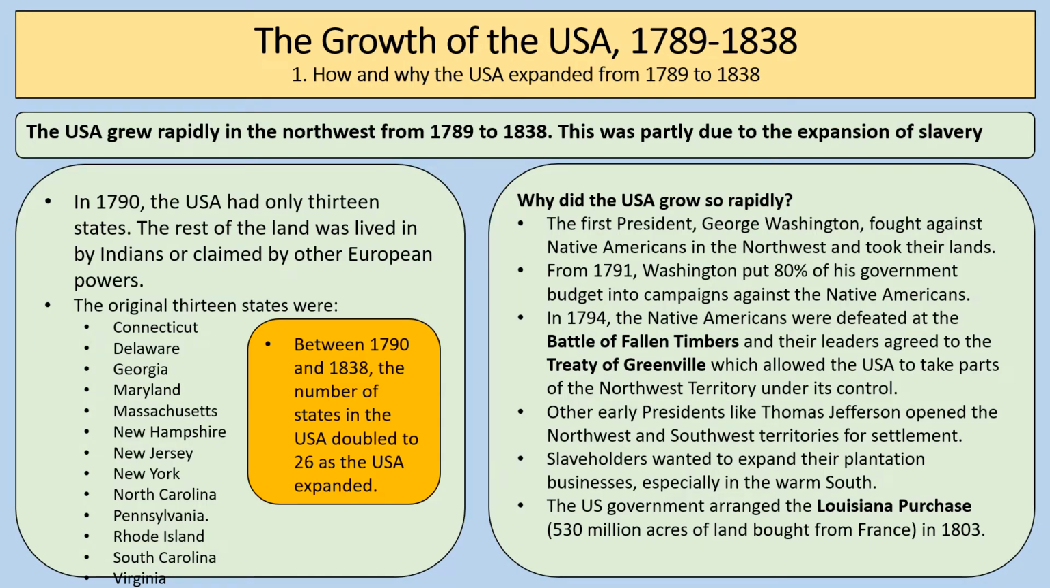Slaveholders wanted to expand their plantation businesses, especially in the South of America, which tended to be warmer. And this had a huge impact on the expansion of America as well. Another key event was that the US government arranged the Louisiana Purchase, where they bought 530 million acres of land direct from France in the year 1803.